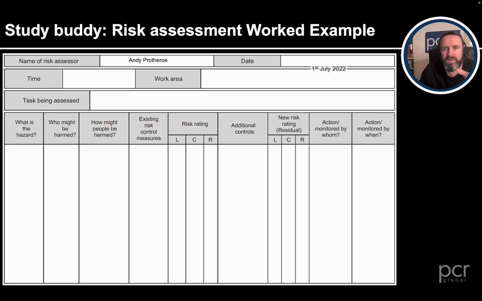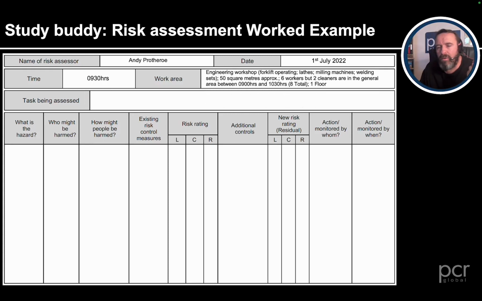So Andy, that's myself, that's the date we're doing the assessment. The time is in there, the work area. So now we've got engineering workshop, and within there, we've got forklift operating. We've got lathes, we've got milling machines, we've got welding sets. It's 50 square meters approximately. There's 6 workers, but 2 cleaners are in the general area between 09 and 10:30. So 8 in total, and we've got 1 floor. That is quite descriptive.